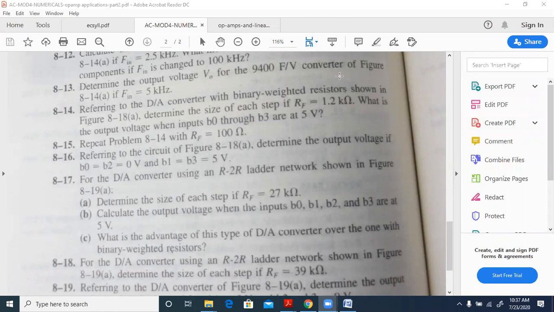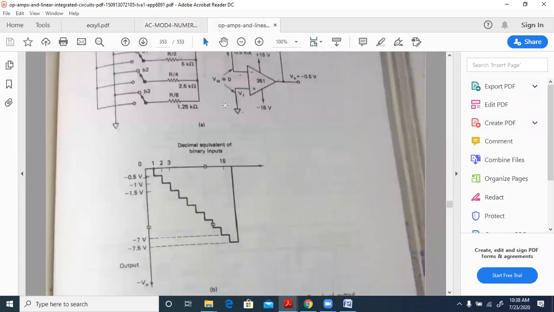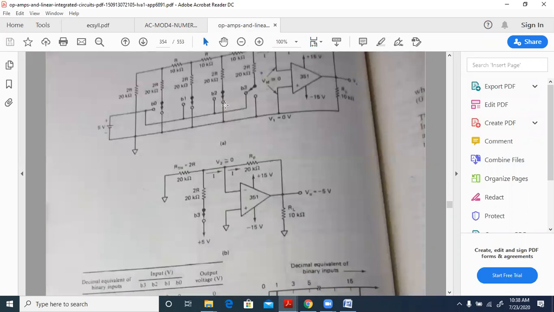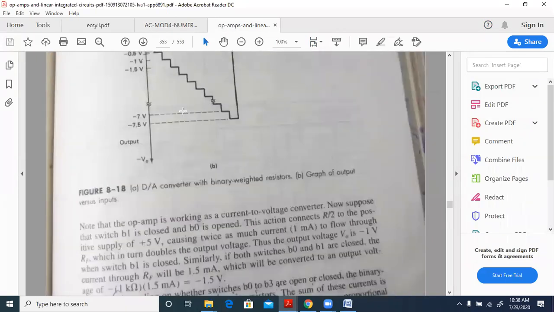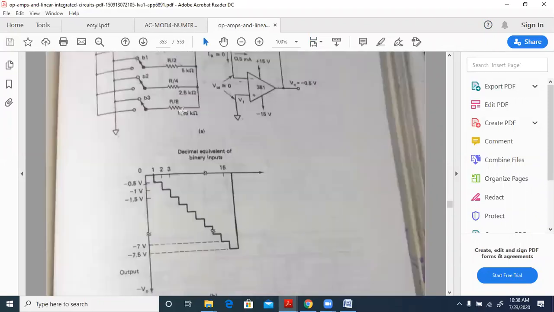Then what is the advantage of this type of DA converter over the one with the binary weighted resistor? That is what he's asking. So this is 8.19. R to 2R ladder network means we have only two types of resistors in the ladder, either R or 2R. If you see the earlier figure, here we have resistors which are R by 2, R by 4, R by 8, R by 16, R by 32, R by 64, R by 128, depending upon the number of bits the DAC has.